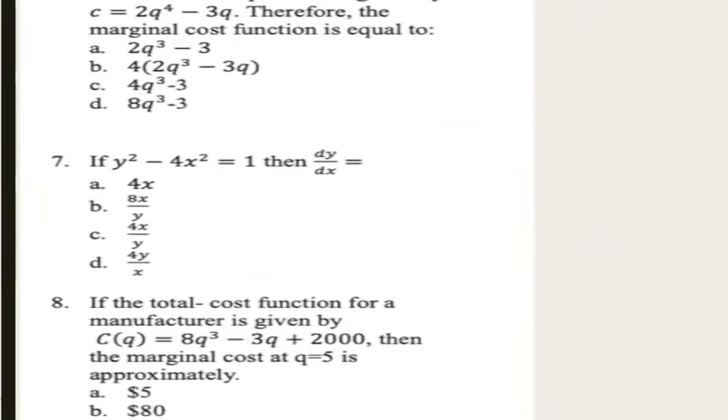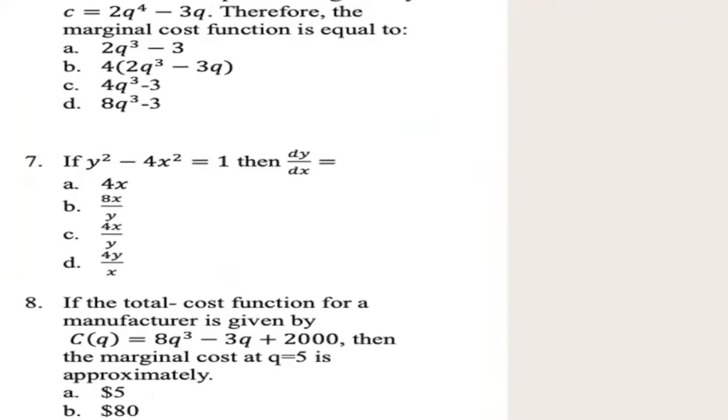The next question, the total cost function for a manufacturer's product is given by this. So this is our total cost function. Therefore, the marginal cost function is equal to which of the following? It's just differentiating. So marginal cost is when you differentiate the total cost. So we say 4 twos are 8 and subtract 1 from the power. So we have Q cubed. Differentiate this, so we have minus 3. The Q becomes 1, that's why it becomes minus 3.